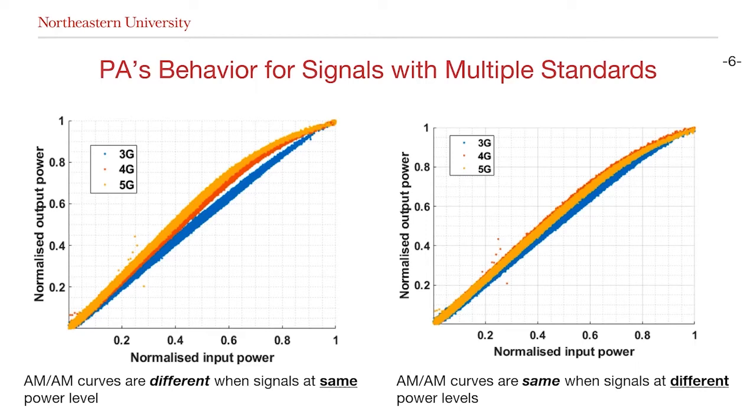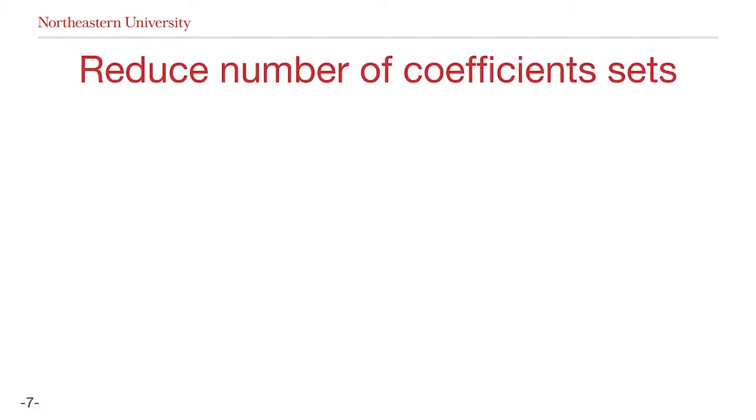As you can see here, these curves are not overlapping, which means the PA is behaving differently with these signals. However, after tuning the signal power levels, we got the figure on the right. The curves are overlapping, which indicates that the PA is behaving similarly. So, in a word, if we select the power level properly, signals of different standards can be described by one common model.